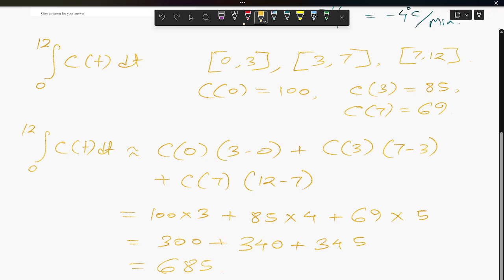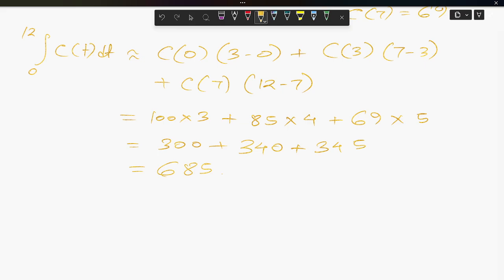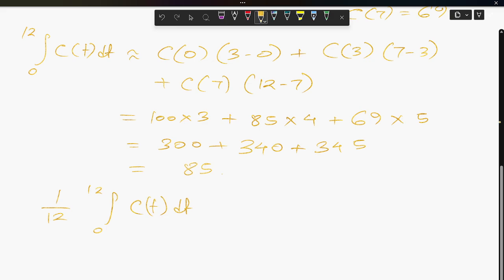So the interpretation of 1 by 12 times the integral from 0 to 12 of C(T) dT represents the average temperature of the coffee over the first 12 minutes. So the final answer of it will be, sorry, I have made some mistake here, that will be 985 upon 12 degrees centigrade. Okay, very good.